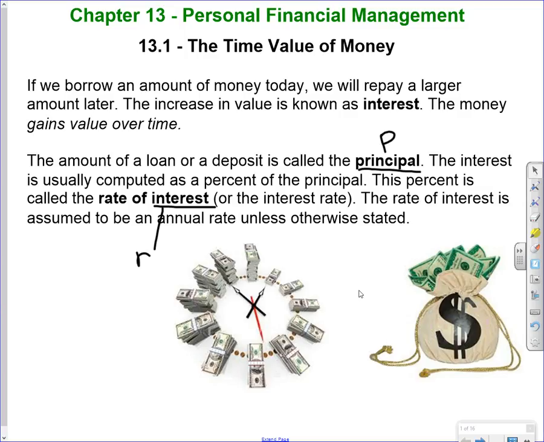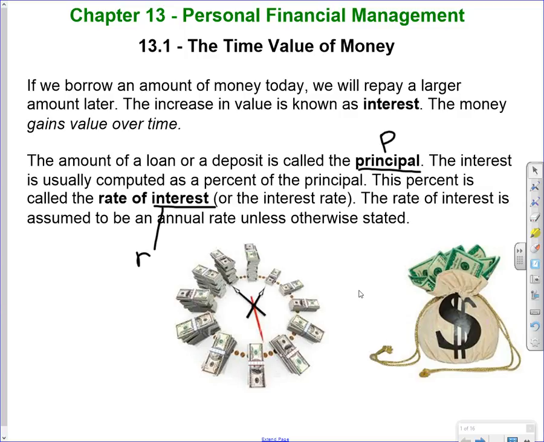So I think we all know that money does have a time value, which means that over time you can earn more or owe more, depending on if we're talking about investing or if you're talking about purchasing something. So if we borrow an amount of money today, we will repay a larger amount later. The increase in value is known as interest. The money gains value over time.